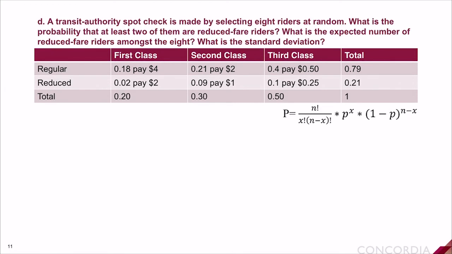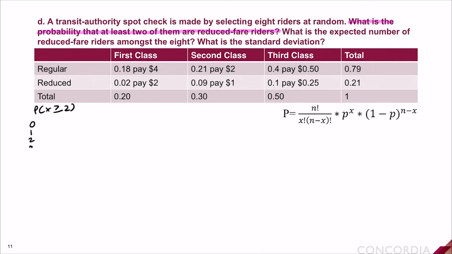D. A transit authority spot check is made by selecting 8 riders at random. What is the probability that at least 2 of them are reduced fare riders? What is the expected number of reduced fare riders amongst the 8? What is the standard deviation? We will begin by focusing on the first part of the question. What is the probability that at least 2 of them are reduced fare riders? This is asking us for the probability that x is greater than or equal to 2.